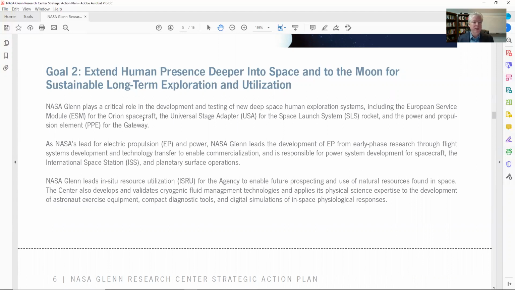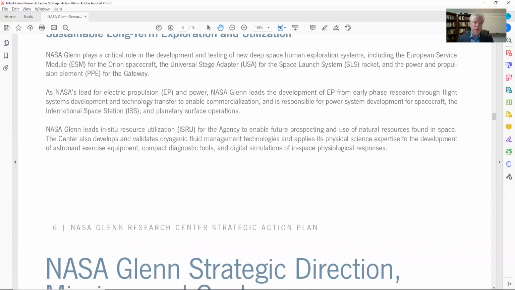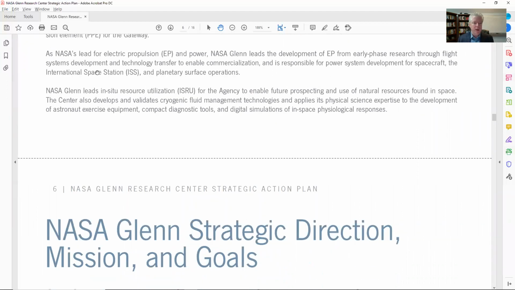NASA, moon, 24. Okay, so NASA Glenn plays a critical role in deep space exploration, which I would love to personally go do, including European spacecraft. So this first paragraph is about spacecraft. They're the lead for electric propulsion and power. It helps you understand how the centers across NASA each contribute to the space activity. They're saying that Glenn is the leader on propulsion. Early phase research through flight system development, power system, and so on. If you're in that, that's great. None of that matters to my customer.